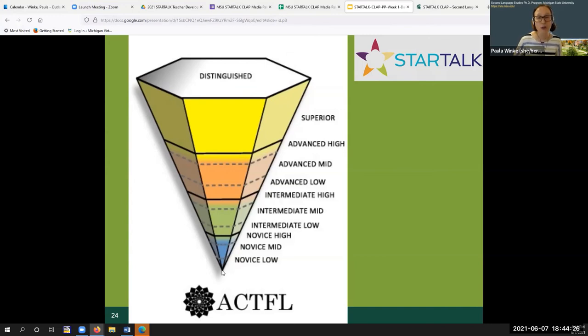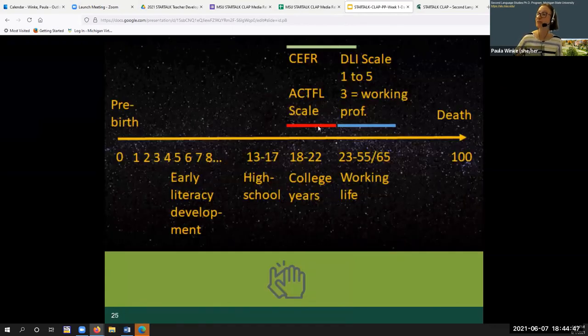But these were also made with German, French, and Spanish in mind, more than Russian or Arabic. So this pace of learning is tied to Spanish, French, and German. And something that's interesting too is a lot of students take those languages in high school. So you can very quickly move through novice up to intermediate at the college level. So the ACTFL scale is really designed for the college years.